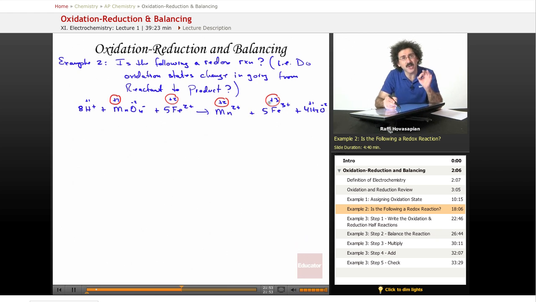This is where the word reduction comes from. Reduction means the number is reduced from +7 to +2. It has gained electrons. Iron +2 to +3, it's been oxidized. Oxidation is actually an older term than reduction was. That's why we call it oxidation and reduction. That's why it doesn't seem to really jive all that well. +2, +3, this has been oxidized.